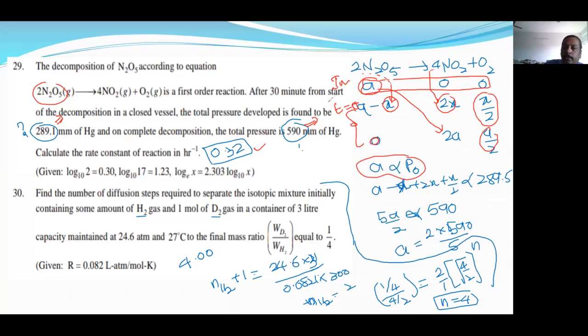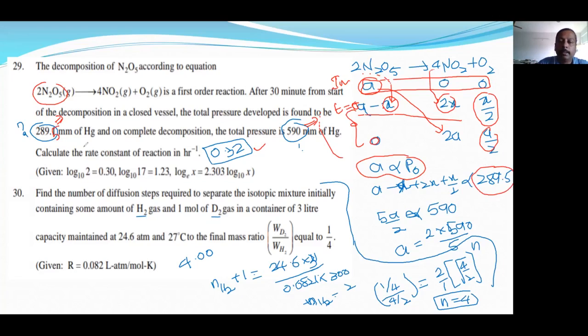Understood? Initially, only A is there, so P naught. Therefore, we will find out P naught in terms of A and X. So, total pressure is how much after 10 minutes? A minus X plus 2x plus x by 2 is equal to, that time pressure is how much? See here, I think 289.5 it should be. You can cross check either 289.5 or 289.1.